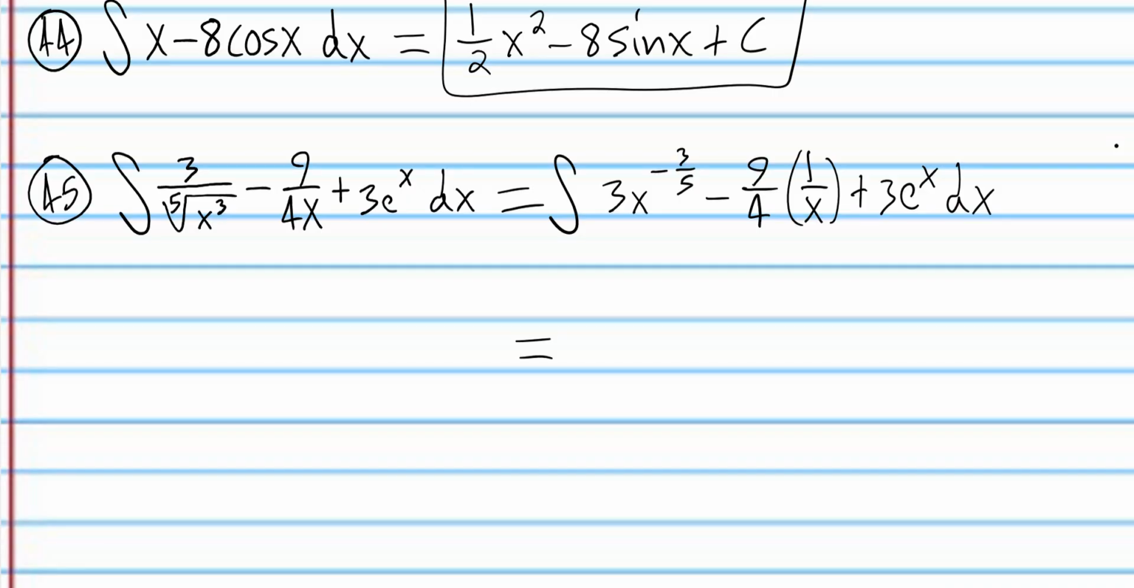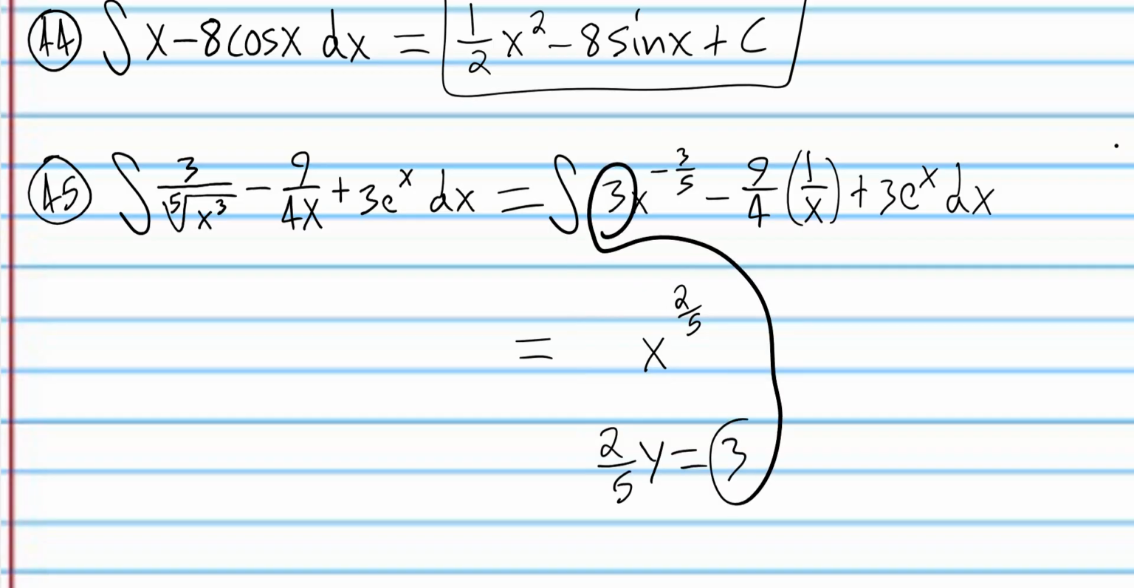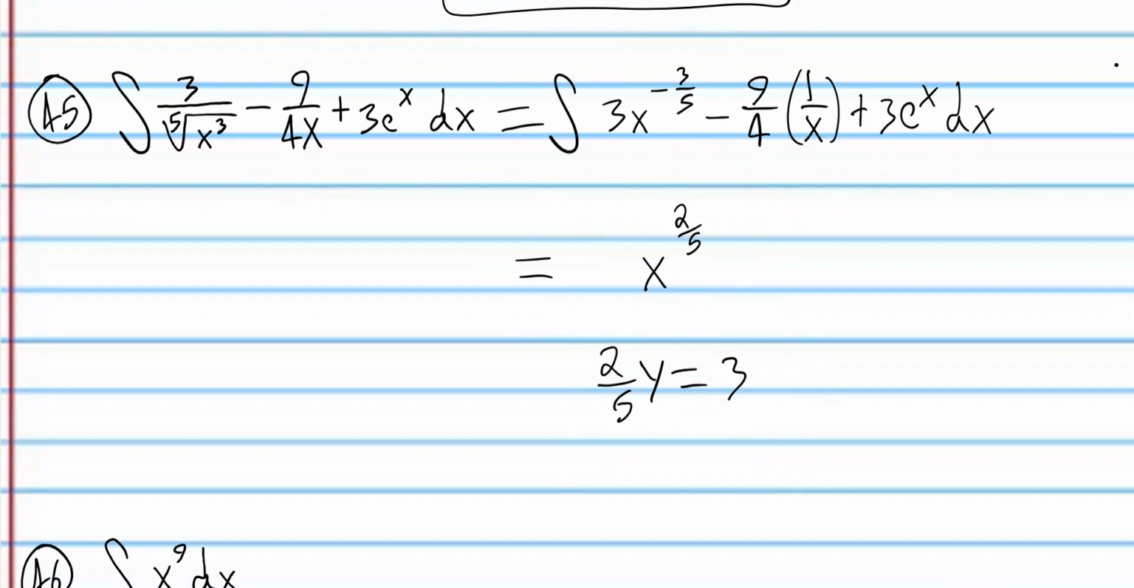Okay, so now let's find the antiderivative. We're going to add 1. Remember, if you find the derivative, you subtract 1. We're going to add 1, so we get x to the 2/5 power. But if we find the derivative of that, the 2/5 is going to have to come down and multiply into something such that we get 3, right? So solve this equation and we get 15/2. So it looks like the coefficient has to be 15/2.